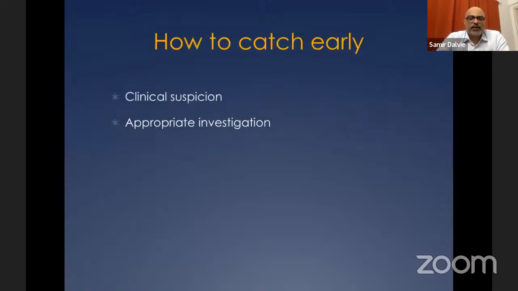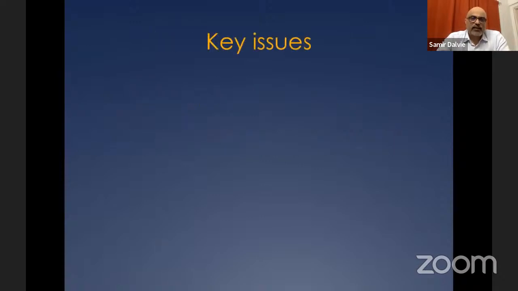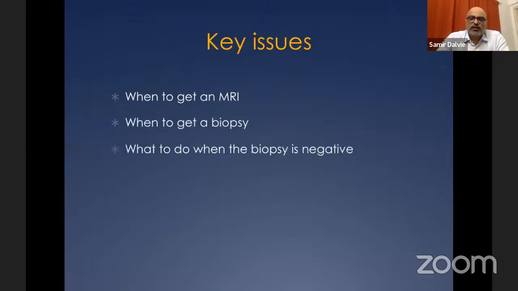So how do you catch them early? Clinical suspicion, investigation, and a biopsy. So the key issues were when to get an MRI, and I've already told you about the red flags. When to get a biopsy, almost in every case. What to do when the biopsy is negative.